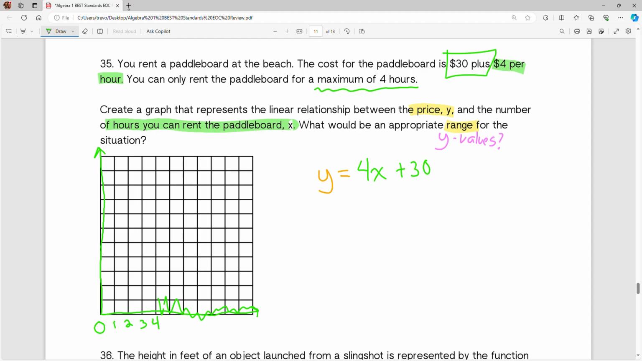These go by 10. How about if they go by 5? 5, 10, 15, 20, 25, 30. 0 hours costs you $30. And then 35, 40, 45, 50, 55. Okay, so if you rent it for 1 hour, it's going to be 4 times 1 plus 30, it'll be $34.